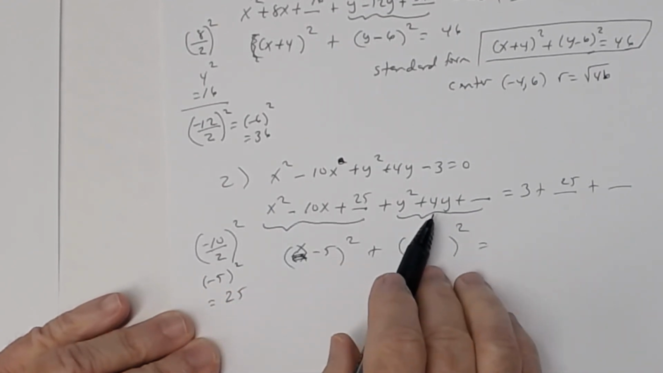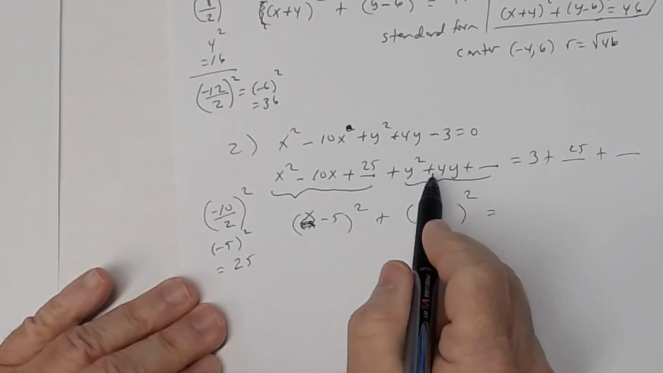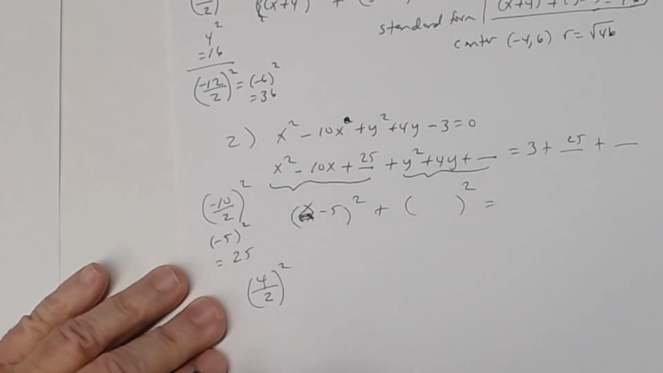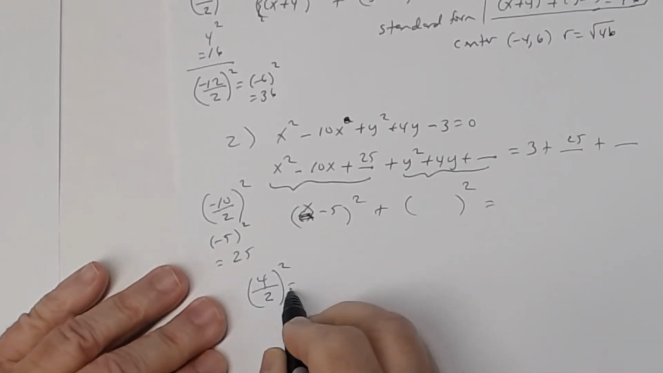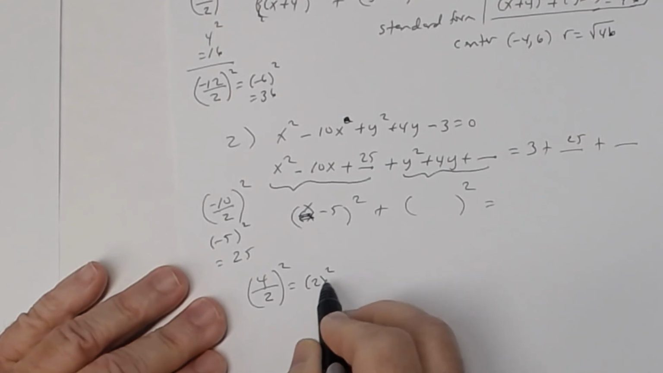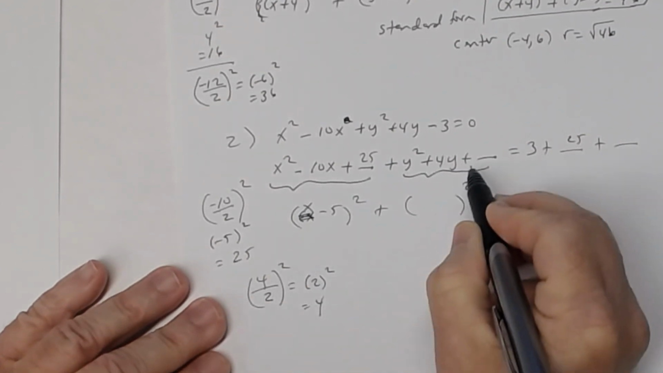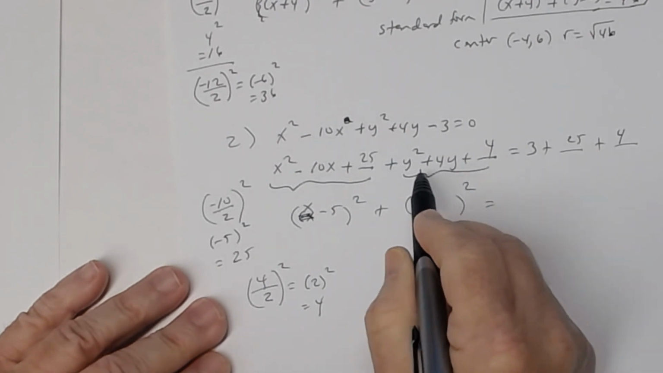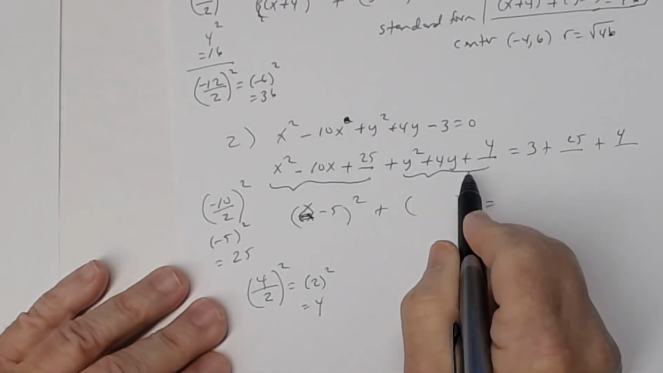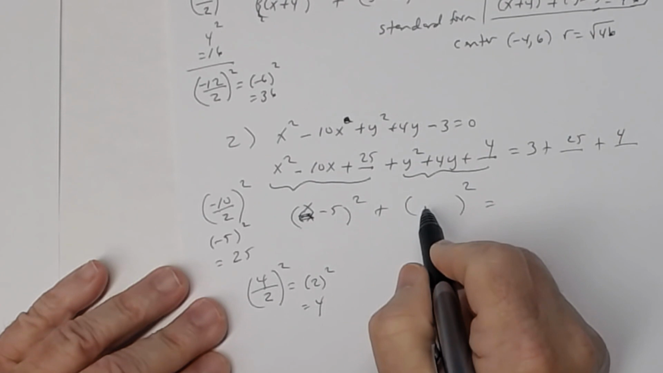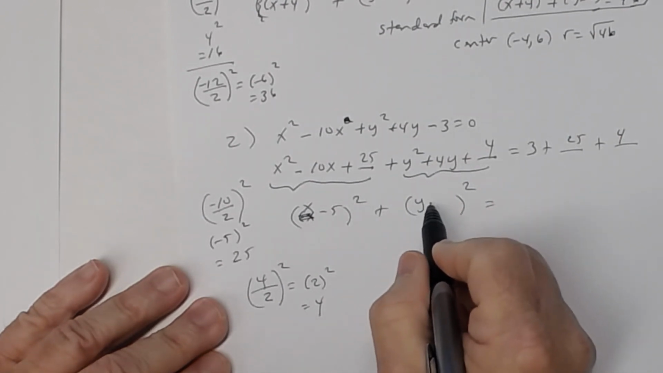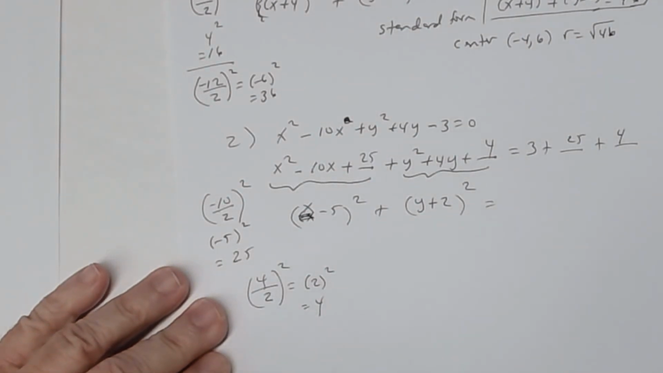And then over here, do the same thing. We're going to take the coefficient of y, which is positive 4, divide by 2, whatever that is, I'm going to square. And 4 divided by 2 is 2, and then 2 squared is going to be a positive 4. So I'm going to add 4 and add 4. And then this should now be a perfect square trinomial, so I can factor it as a binomial times itself. And you see this middle sign's positive, right? So you're going to say y plus 2 squared.